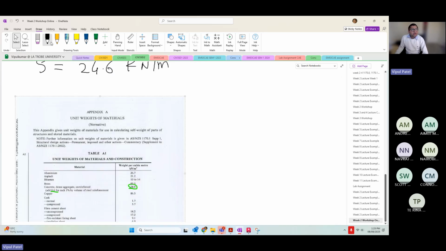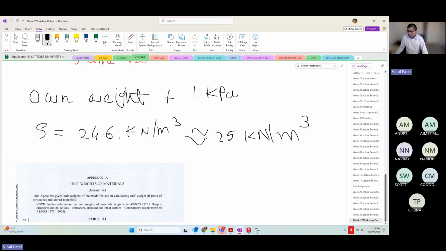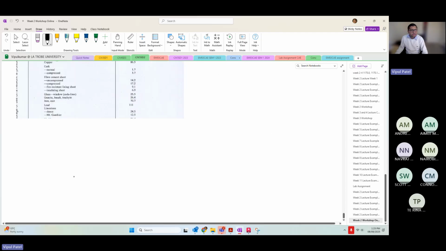So basically, we're just rounding it off to 25 for ease of calculations. And some students say, why, and what, you can continue working on 24.6. When you do a lot of engineering work, you will understand that this is not going to make so much difference. Your engineers will say that this is not.